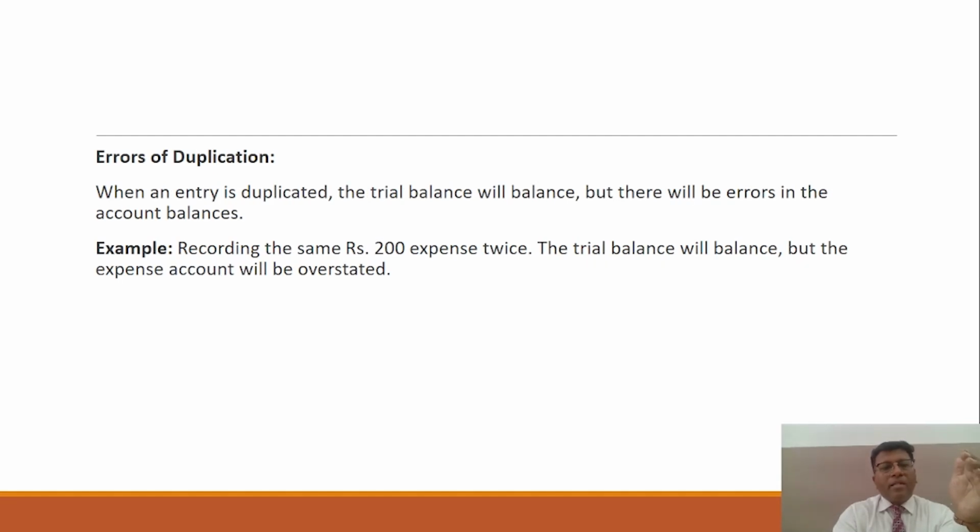And errors of duplication: if you write any transaction twice or more times with the particular amount, the entry is duplicated, and the trial balance will balance because there is no mismatch in the debit and credit side. That's why I am telling you that when you prepare the trial balance, it only gives you information regarding arithmetic accuracy, whether there is any error, but it will not tell you what exactly happened. You have to go through the books and find out the errors.